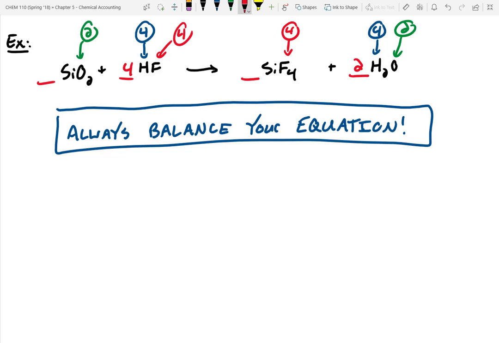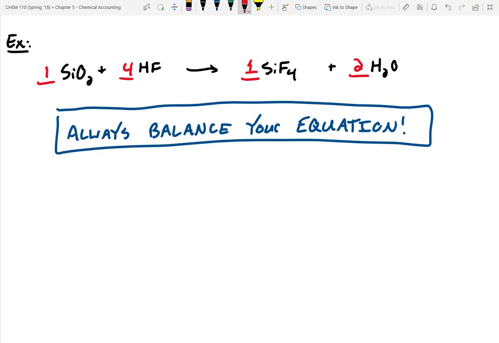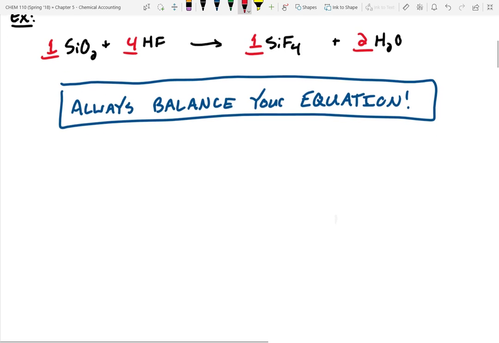We need to balance it before we can do any of the math related to this chemical reaction. Does that make sense? In addition to that, sometimes students find it helpful if they even write in the 1s here. And you'll see why later on, but it's sometimes helpful to even see the 1s to imply that there's 1 mole of silicon dioxide for every 4 moles of hydrofluoric acid. Okay, so now let's try a few problems.